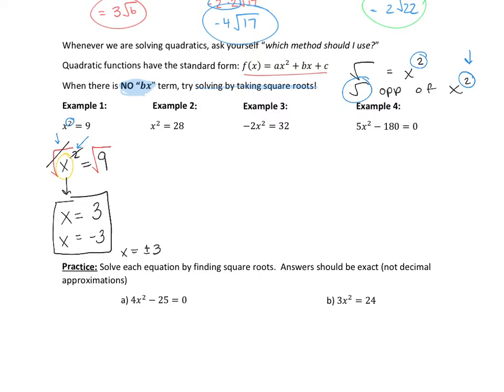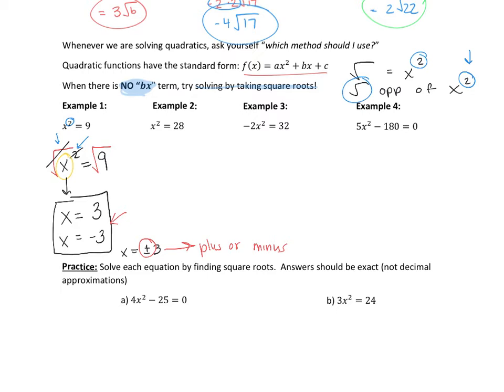So that's what this symbol means. This symbol means plus or minus. So if you don't want to write x equals 3, x equals negative 3, you can write it x equals plus or minus 3. Okay, so that's a different way to write it. On to the next one, okay?